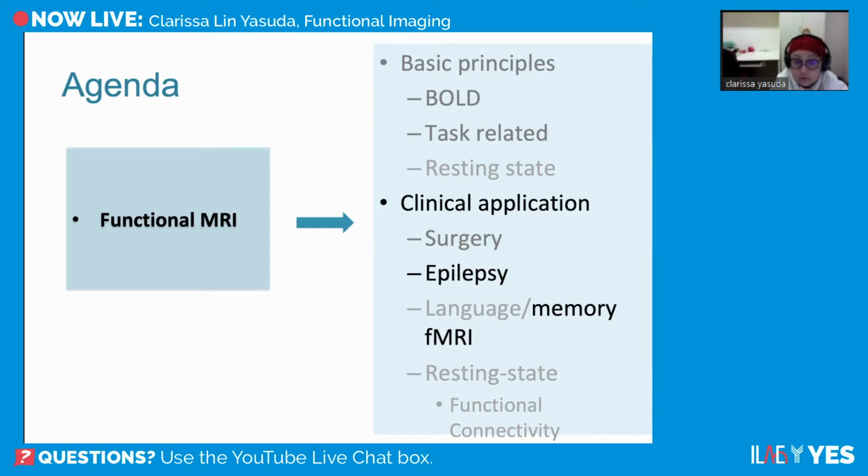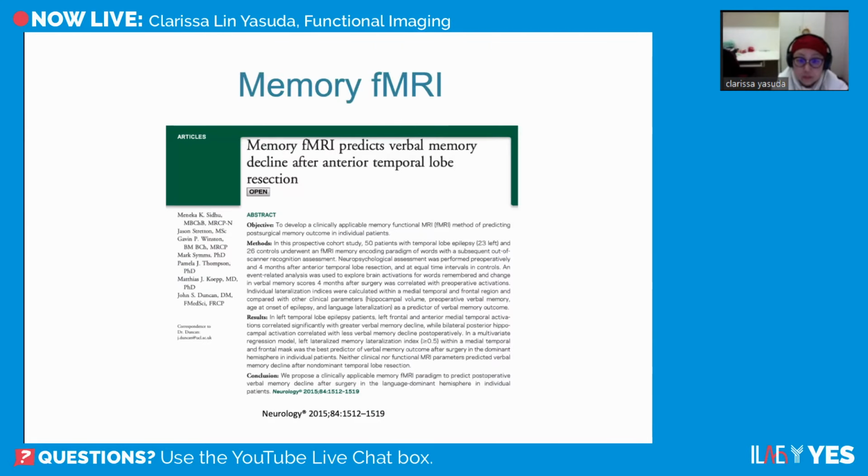Okay, and I will talk a bit about the memory fMRI, which is very important, especially in temporal lobe epilepsy. There are several studies in TLE related to memory fMRI, explaining all types of deficits, okay? But as a clinical application, I think one very important paper is this one written by Manuela, in which they showed how the memory fMRI can predict verbal memory decline after surgery, right?